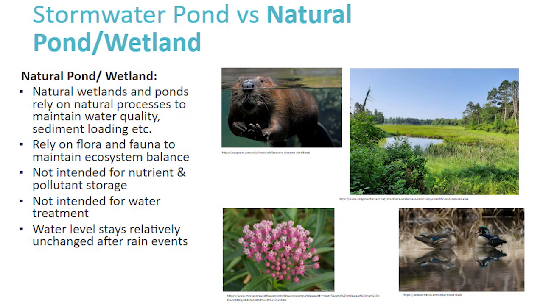There may be some ponds out there that look like stormwater ponds that are actually natural wetlands. And key differences in those are just that a natural wetland is just a natural feature. It relies on plants and animals to maintain the ecosystem balance. They're not intended to treat water or to store stormwater. And after rain events, they're usually going to stay pretty level. They may come up a little bit, but they're not designed to capture and store large amounts of water like a storm pond is.